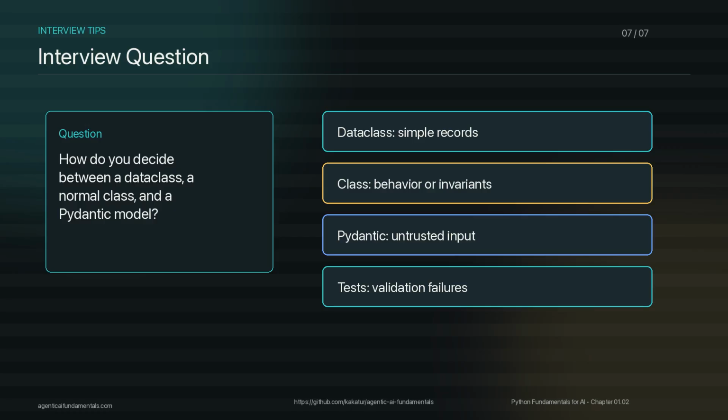An interviewer might ask, how do you decide between a data class, a normal class, and a Pydantic model? A strong answer is, I use a data class for simple internal records, a normal class when I need behavior or invariants, and a Pydantic model when untrusted input needs parsing and validation. I also test validation failures because the model only helps if bad data stops at the boundary.